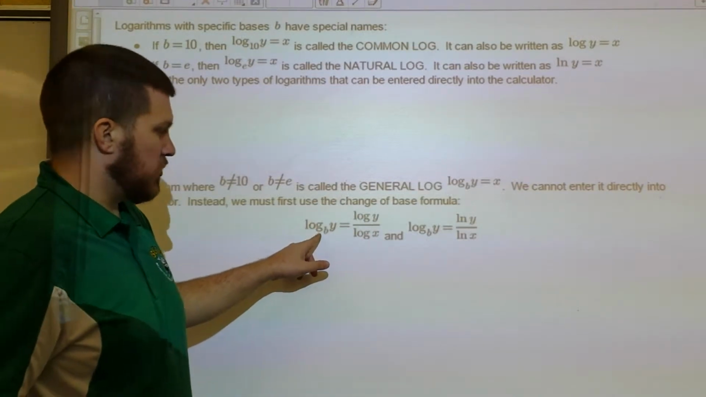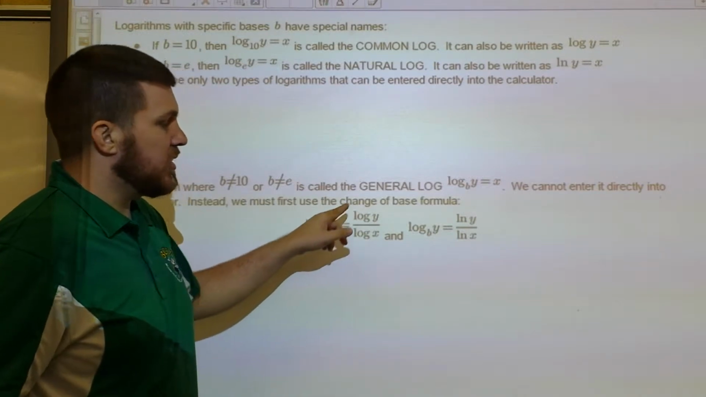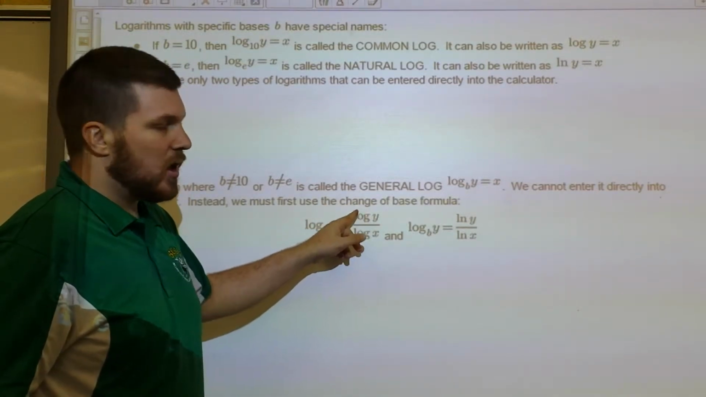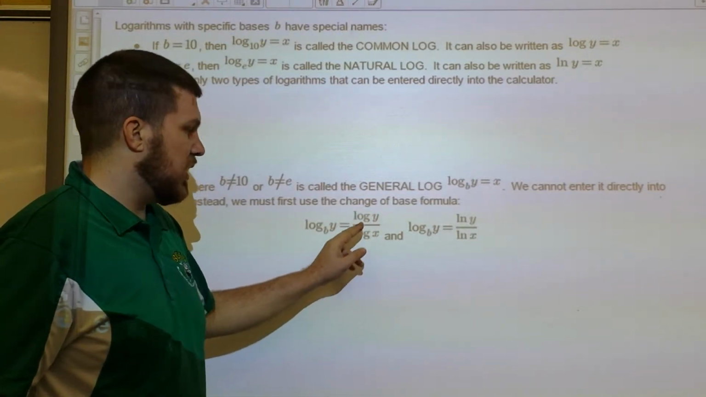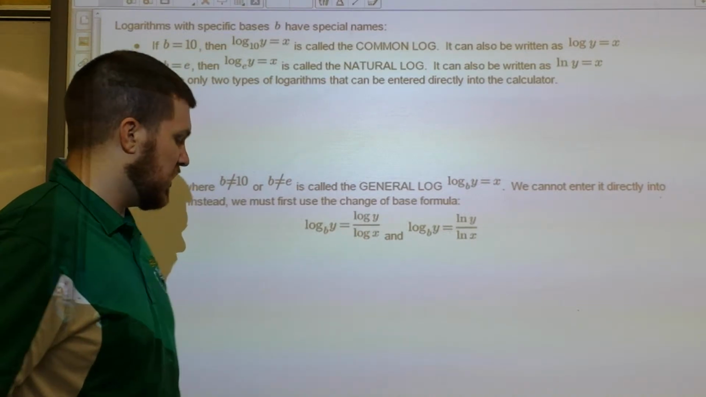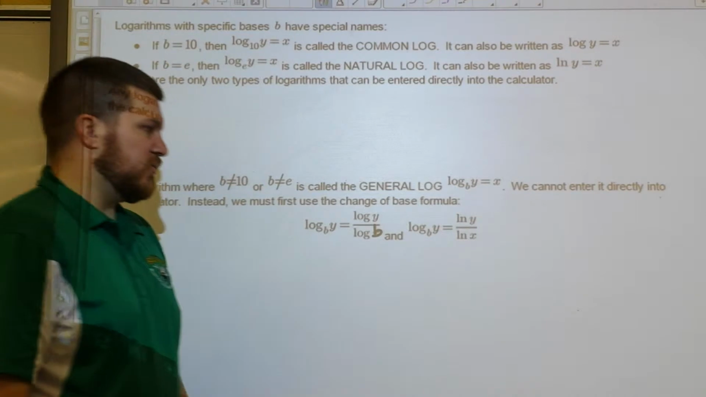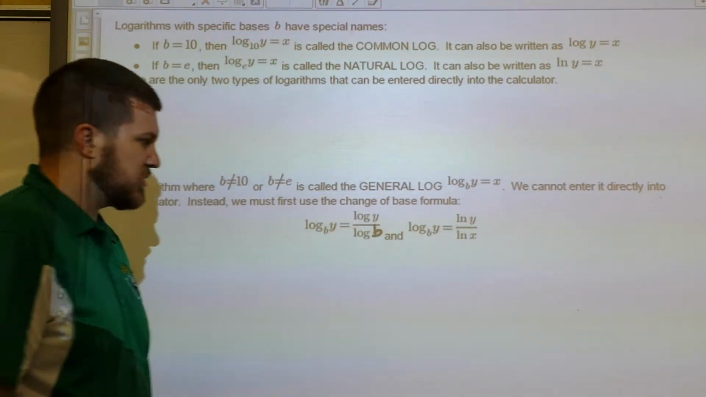So we start off with the general log. If we have the general log, then we can rewrite it using the common log, base 10. Essentially what we need to do is say log base 10 of y on top divided by log base 10 of b on bottom. That's a typo on my part. Be sure you fix it in your notes.